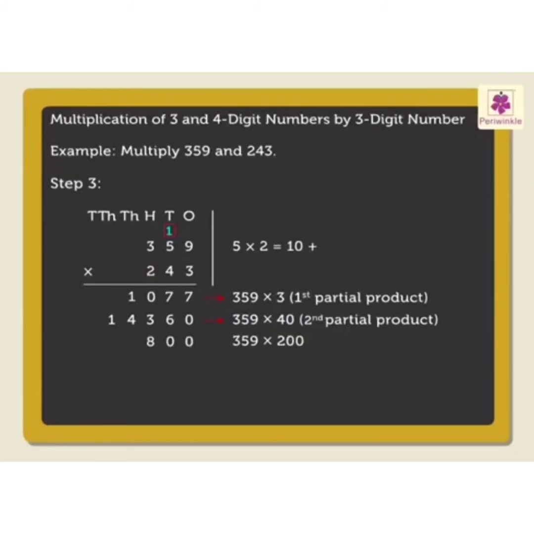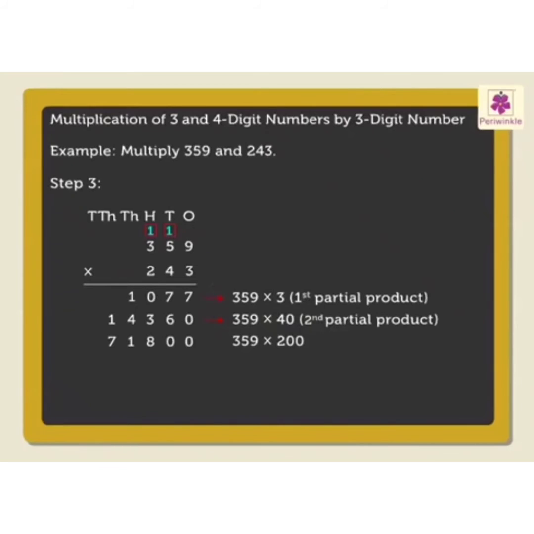Then 3 into 2 is equals to 6 plus the carried over 1 is equals to 7. So we get 71,800 as the third partial product.